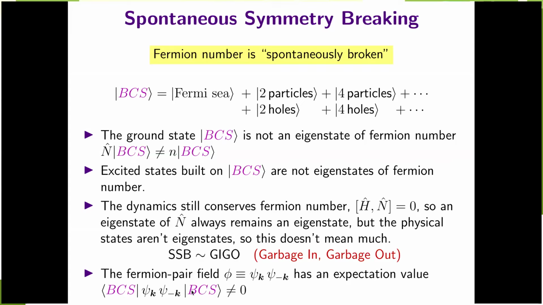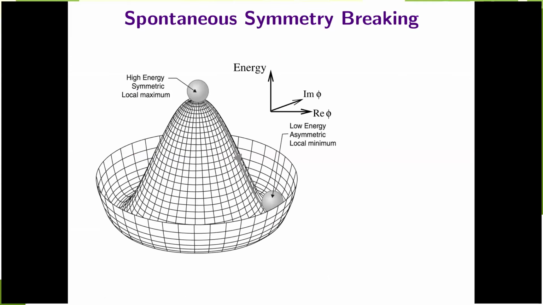So you can also picture this spontaneous symmetry breaking in terms of how the expectation value of the fermion pair field affects the energy. Here's the classic wine bottle picture, where in the horizontal direction, we have that fermion pair field, the real and imaginary parts of phi, and vertically, we have the energy. So phi equals 0 is the original Fermi sea, and that's a high energy state.